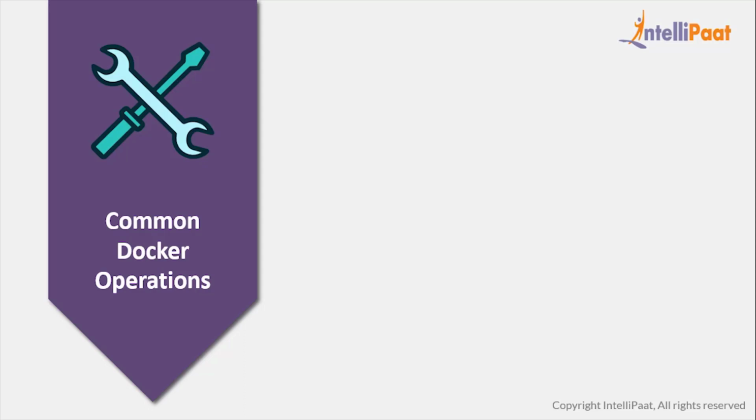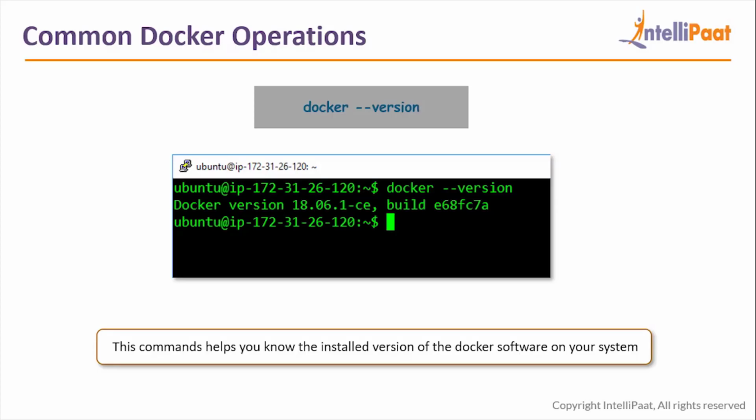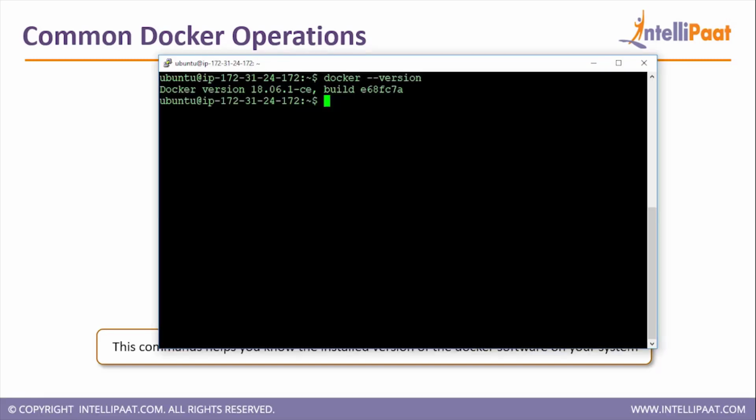Common Docker operations that you would be doing when you are working on Docker in your day-to-day life. So this is the first command that we can try out. Whenever you want to find out what version of Docker you're working on, you can simply pass this command, docker version, and then you can get the version.